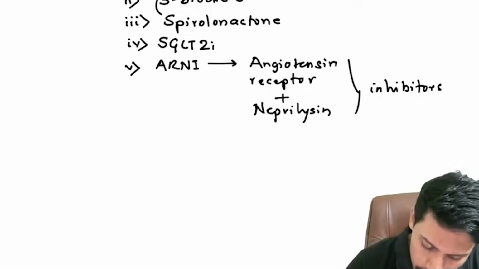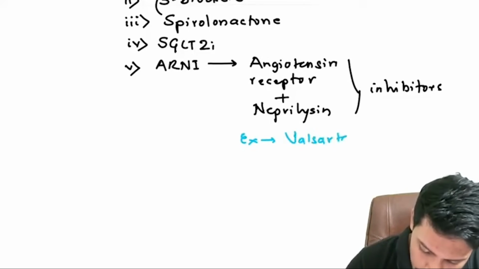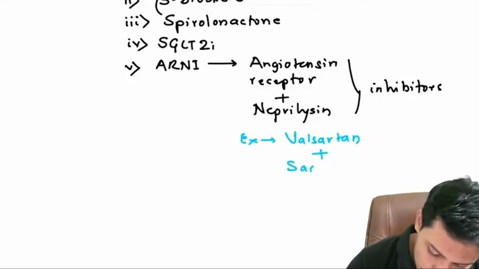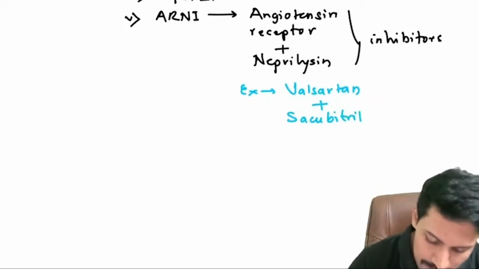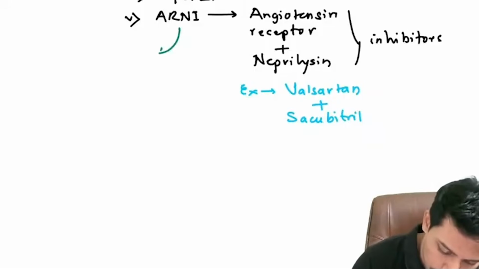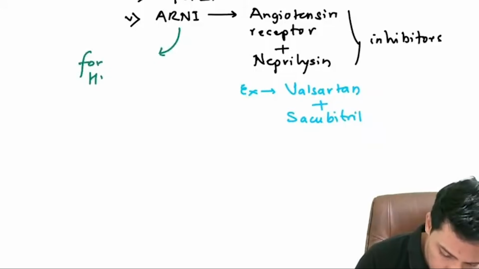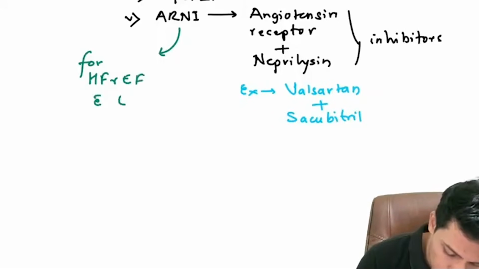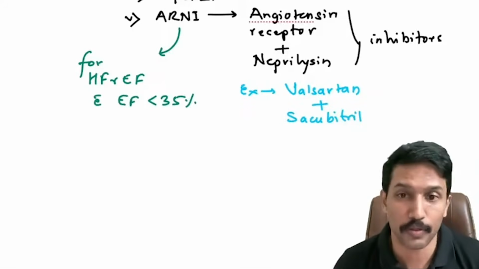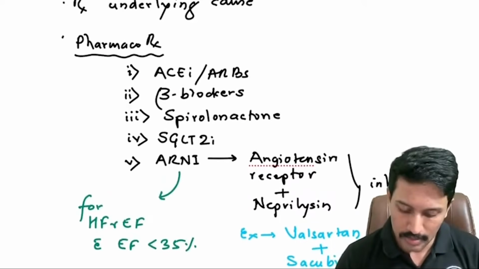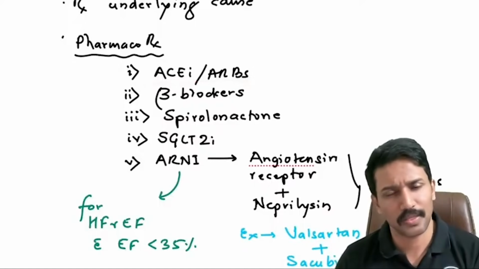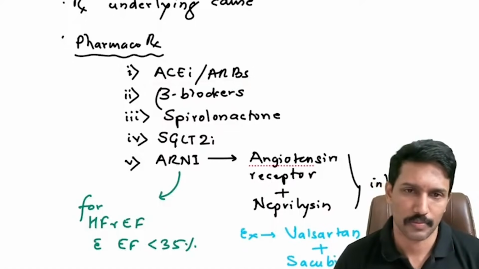Currently, the one combination that is available in India and you should write it is valsartan. Valsartan is an ARB, as you know, plus sacubitril. Sacubitril is the neprilysin inhibitor. Is it for all heart failure patients? No. So you can mention that it is for heart failure with reduced ejection fraction with EF less than 35%. Normally less than 40% is how we define heart failure with reduced ejection fraction. But if EF is less than 35%, then we have to give ARNI instead of just ACE inhibitors or ARBs. If it is 35% plus, then you can just try to manage with ACE inhibitors or ARBs. Okay.